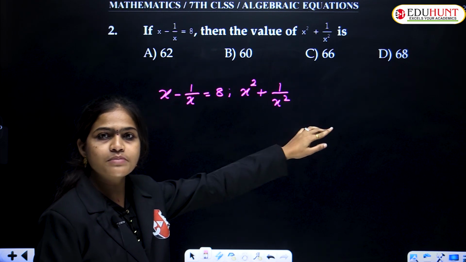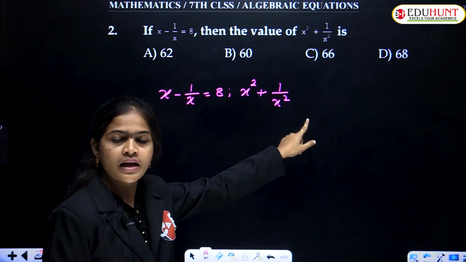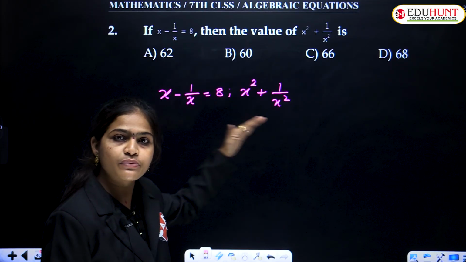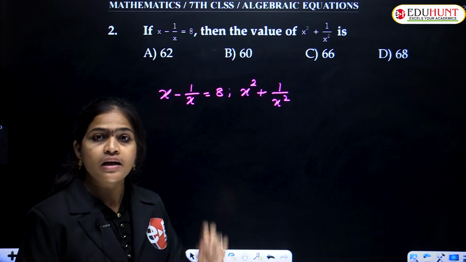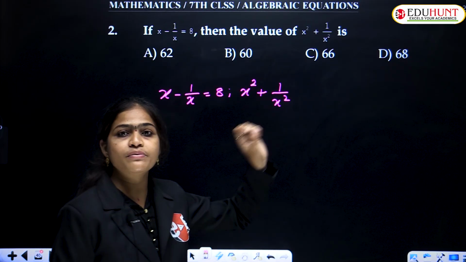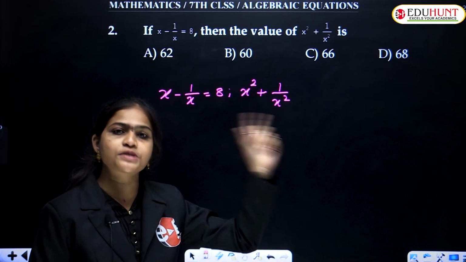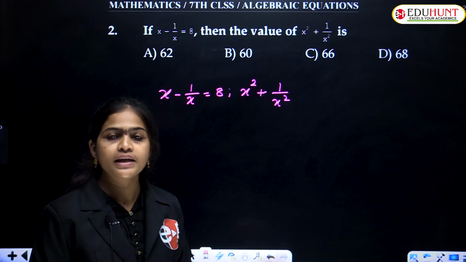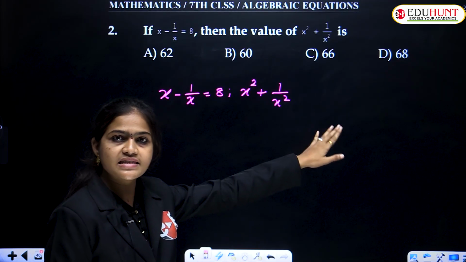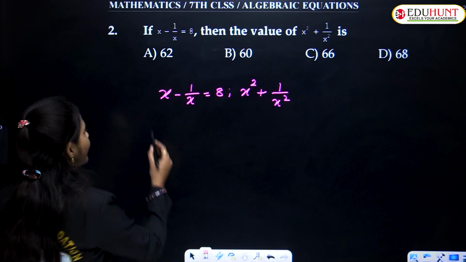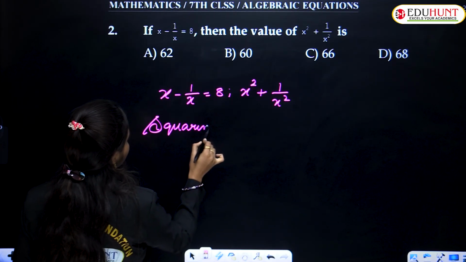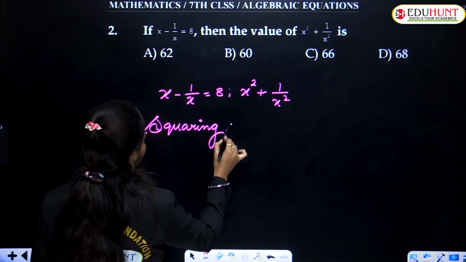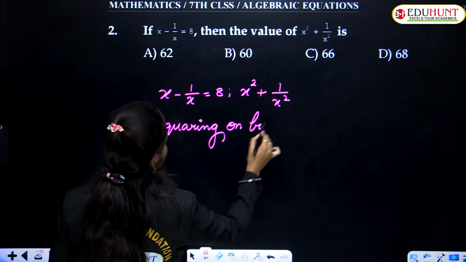Sometimes we will get power 4. At that time, first we do squaring on both sides, and again we go for squaring on both sides. So if the power is 4, we go for 2 times squaring on both sides. But here only power 2 is there, so squaring on both sides.